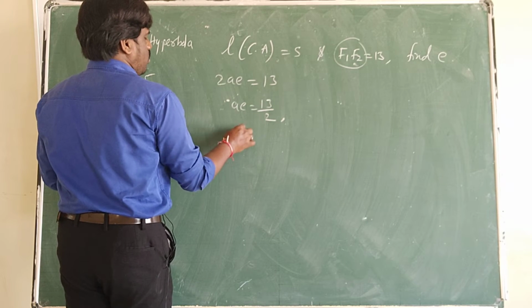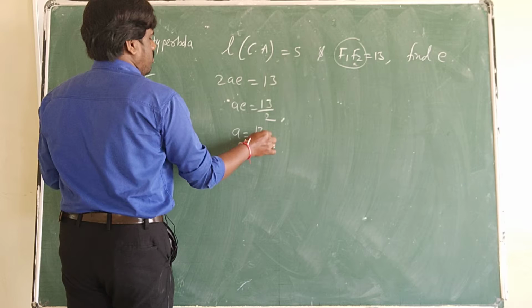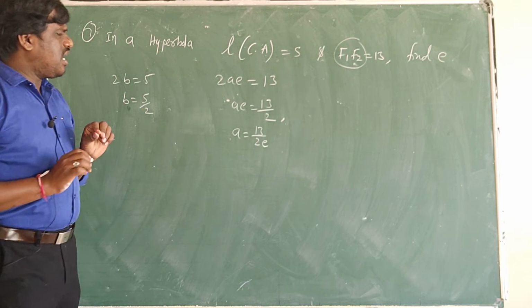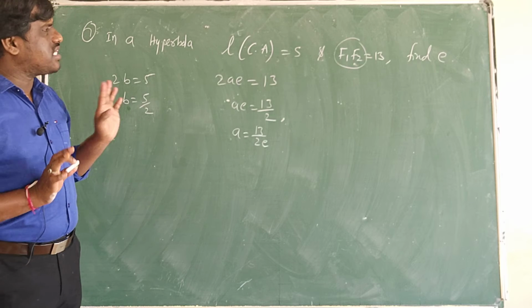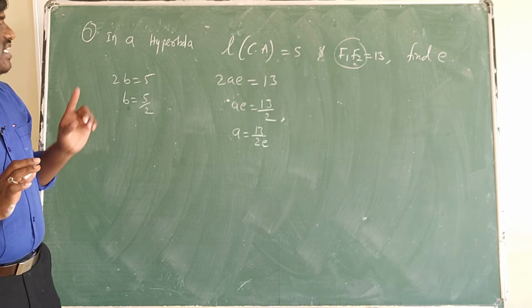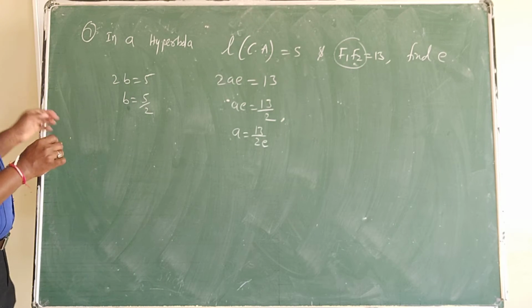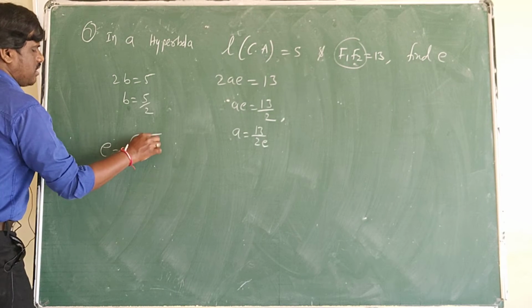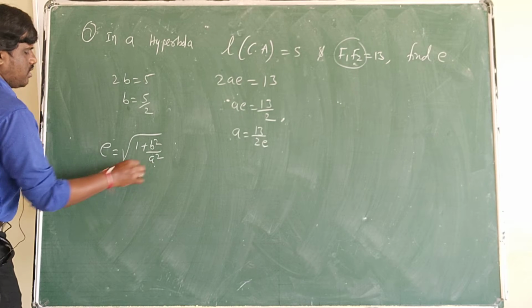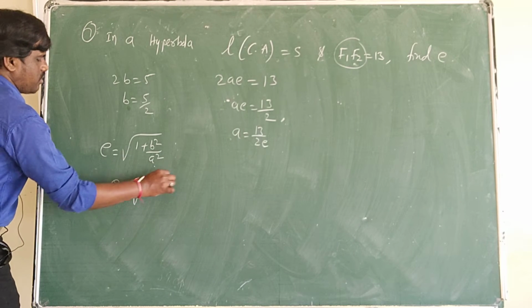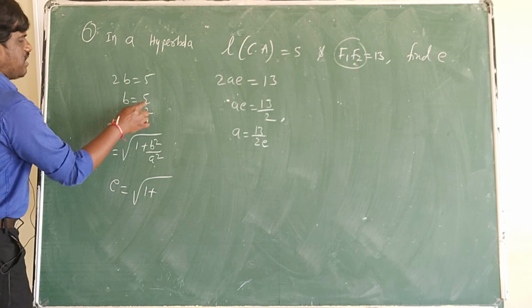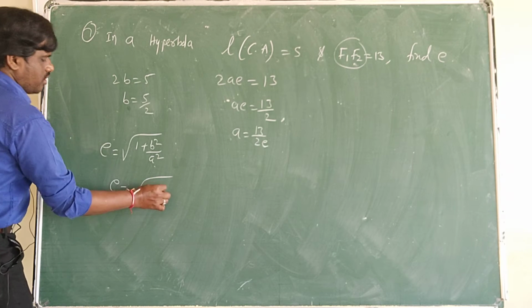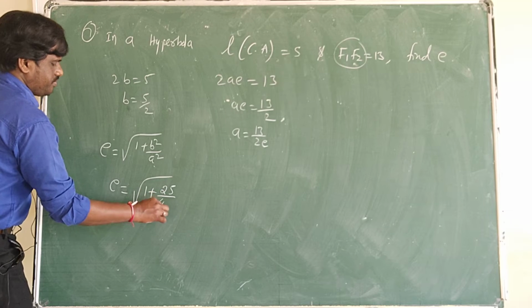So A is equal to 13 by 2E. Otherwise, E is equal to anything you can write. He is asking to find the eccentricity. What is the eccentricity formula? Eccentricity is equal to under root of 1 plus B square by A square. So eccentricity is equal to under root of 1 plus B square value, 5 by 2 whole square, that is 25 by 4.